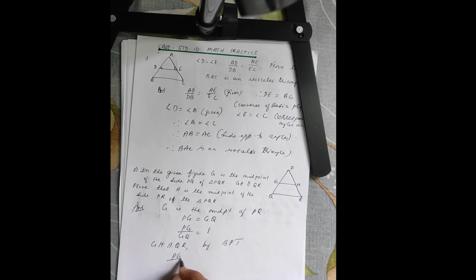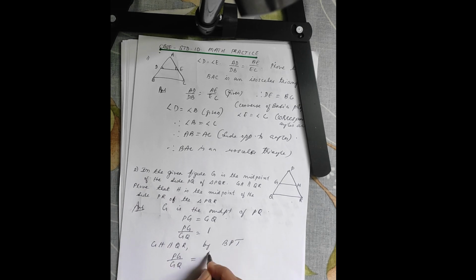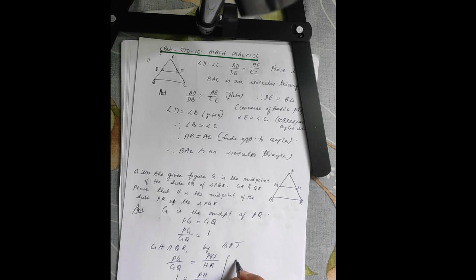So PG by GQ equal to PH by HR by the property, and this is equal to 1, so 1 equal to PH by HR. If you cross multiply, PH equal to HR, hence it is proved. H is the midpoint of PR.